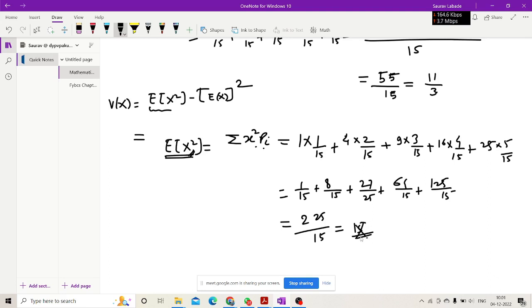Am I making some mistake? What is the addition? 167.